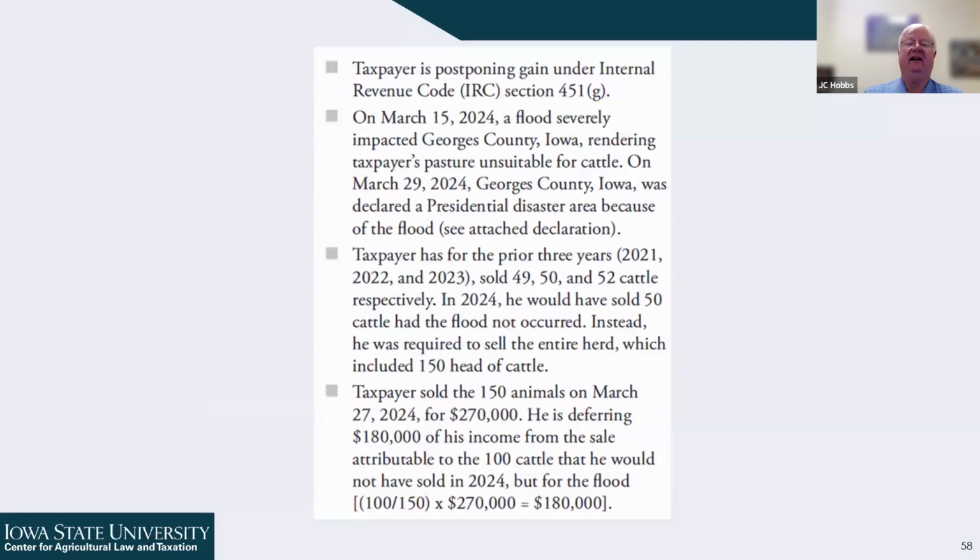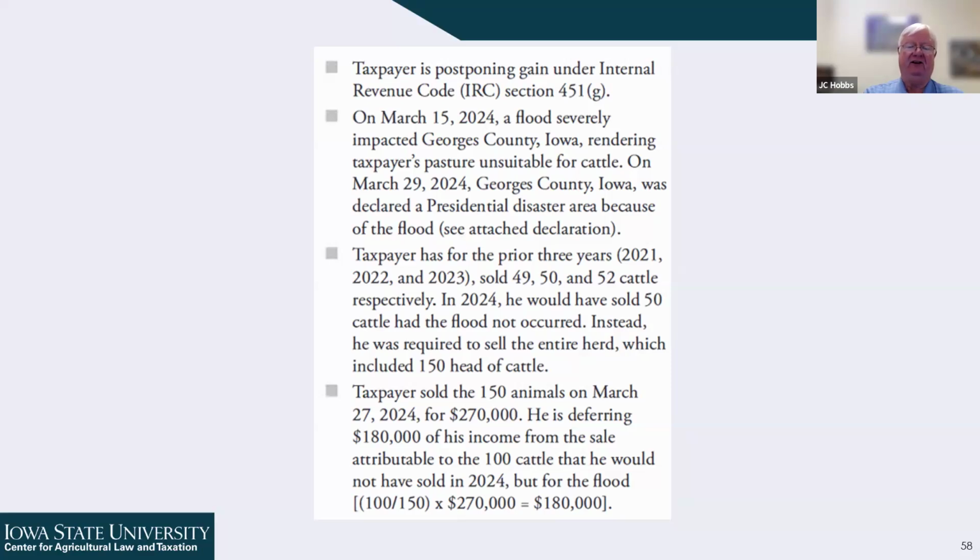And here's what is needed. I don't necessarily want to go through that, but it lays out all the processes, where the flooding occurred. There was a disaster area designation. The designation or declaration is attached to the return. And then it will show in 2021, 22, and 23 how many were sold, and then how many were sold in the 2024 year when the flood occurred.